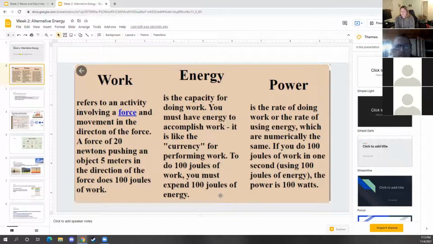So before you can perform work, you need energy. To do 100 joules of work, you must expend 100 joules of energy. And this concept of joules, you might not have heard that term before, but basically that is just a unit for energy. And when I say unit, I mean that's just how we are counting energy.